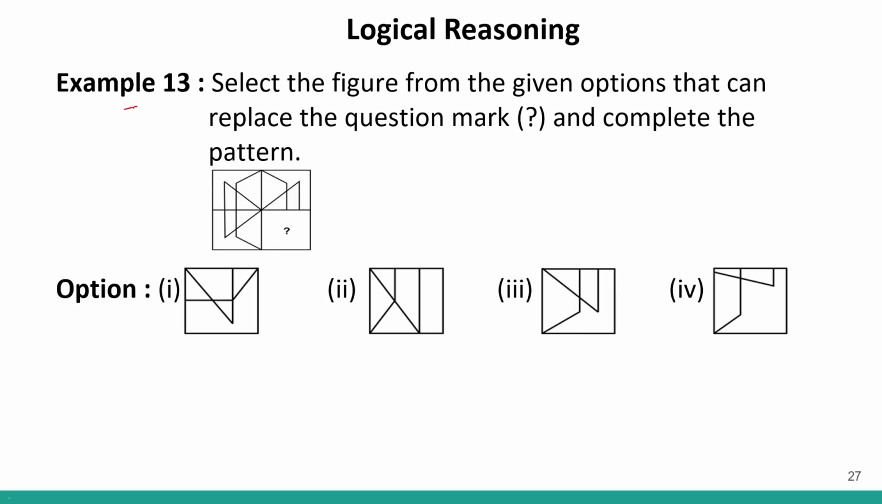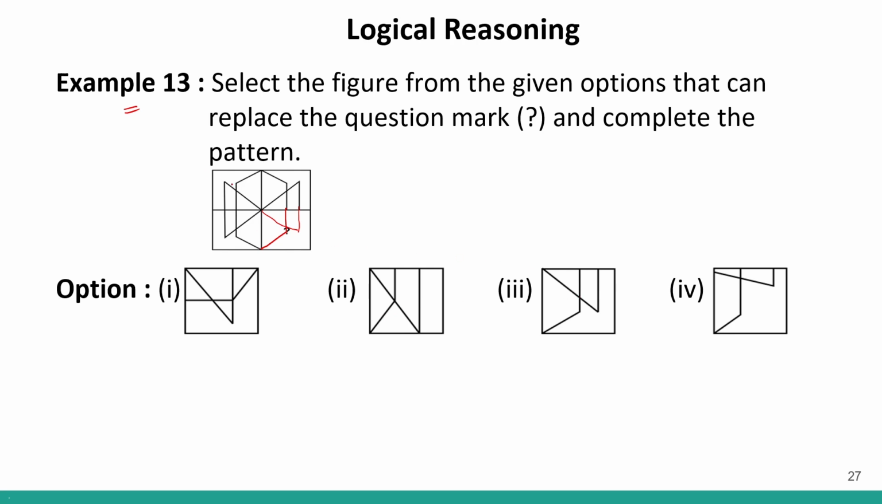Now, example number 13. We have to find which of the following can complete this pattern. Over here, I can see an image like this. Correct? This will complete this. And then there is a triangle like this. Correct? This kind of image is given in option number 3 and option number 2.